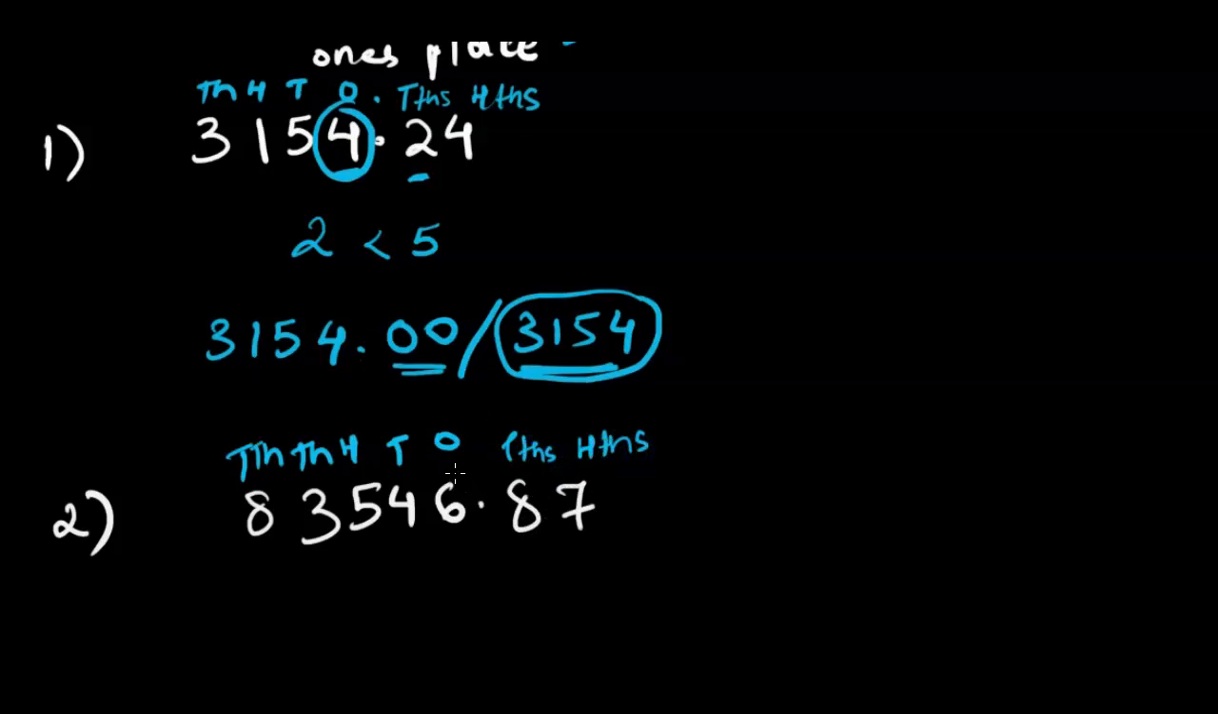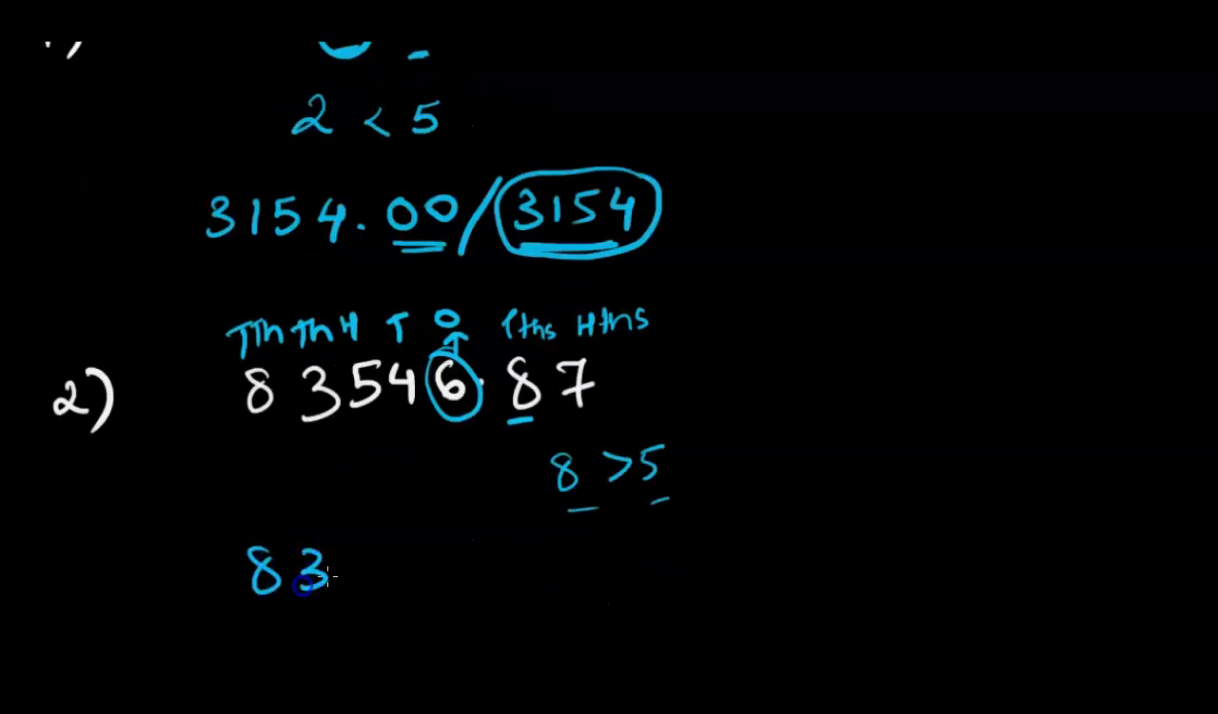We are rounding to a whole number, which means we are rounding to the ones place. So circle the ones place. Underline the number on the right side. The number on the right side is 8. Compare it to 5. We know 8 is greater than 5. That will make this number 6 go 1 up. Therefore, the answer that we get is 83547, because 6 has now become 7.